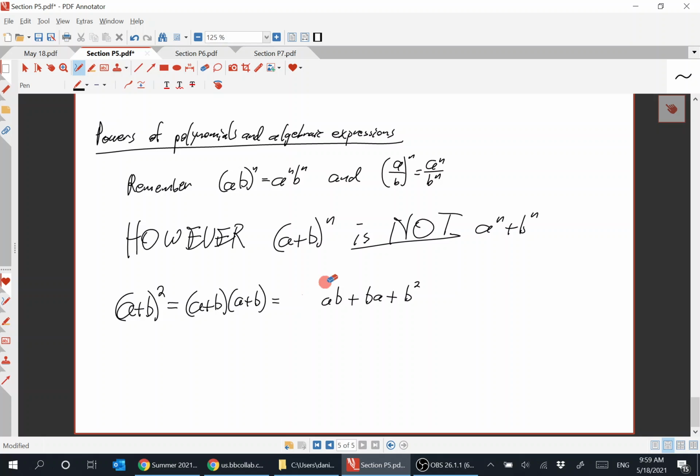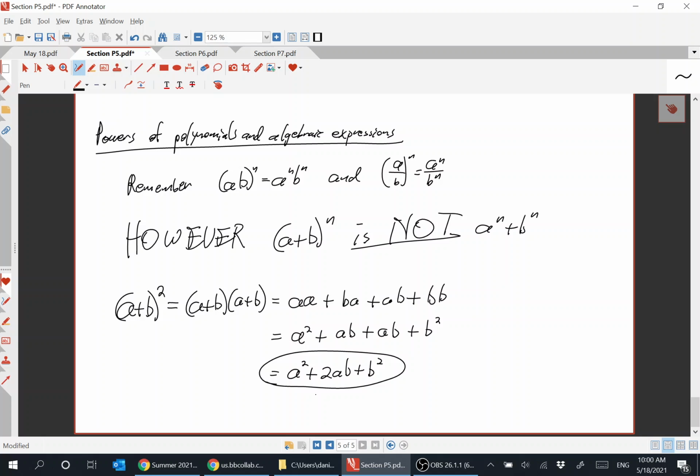Let's write it out like that. Why not? A times a plus b times a plus a times b plus b times b. All right, this is a squared. This is, remember, multiplication is commutative, so I'm just going to write that as ab plus b squared. So this is equal to a squared plus two of these plus b squared. All right. So a plus b squared is a squared plus 2ab plus b squared. It's a plus b times a plus b.